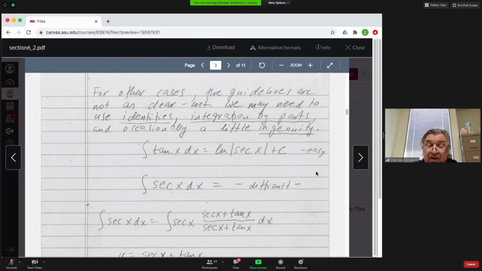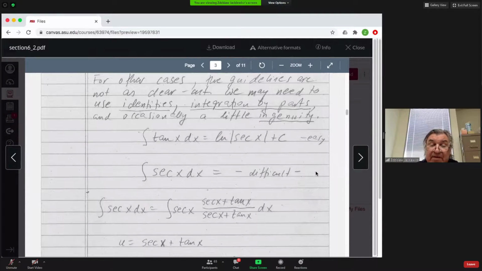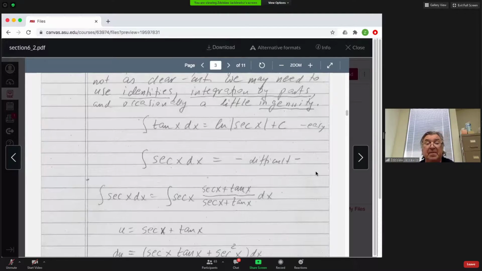So let's look at some examples. Of course, to integrate tangent is easy. We had this last time. Tangent is sine over cosine. When you substitute for the cosine, you get rid of sine, and you get this answer. So the integral of tangent is natural logarithm of the absolute value of secant x plus constant. And that's easy. Now, let's look at the integral of secant.